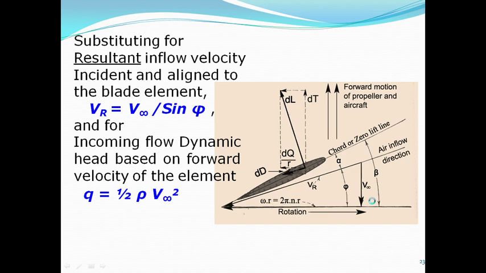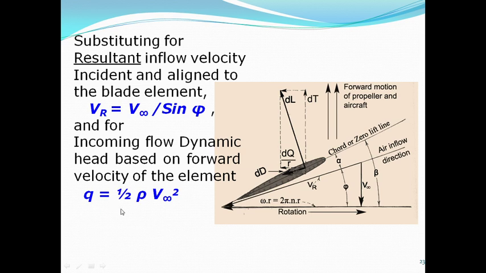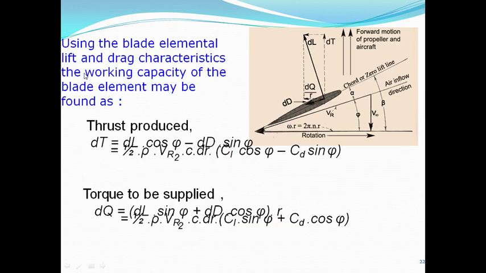And also we are trying to resolve that again into the resultant force with the free stream axial velocity. So VR is nothing but V alpha by sin phi, and again this is the dynamic head, whatever is coming through V infinite, V alpha. And when you put these things into the dT, the elemental thrust dT is given by q, which is the dynamic head. So we are putting VR in terms of V alpha, and V alpha again into the dynamic head.